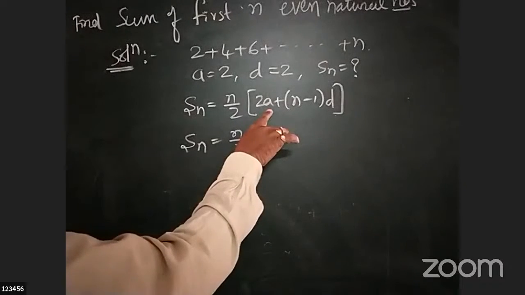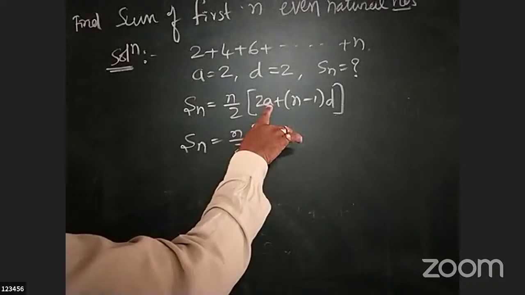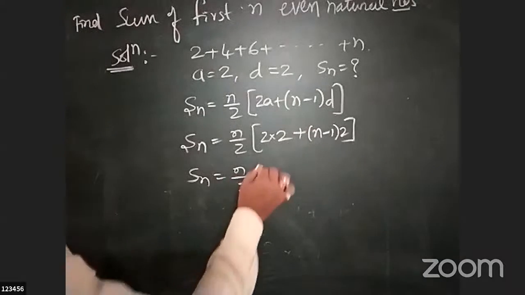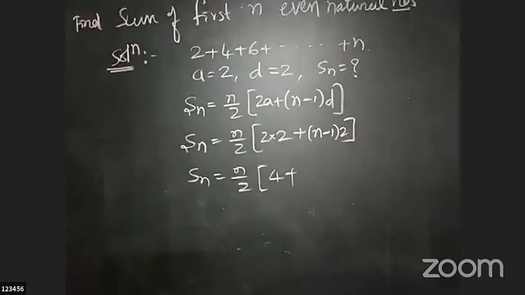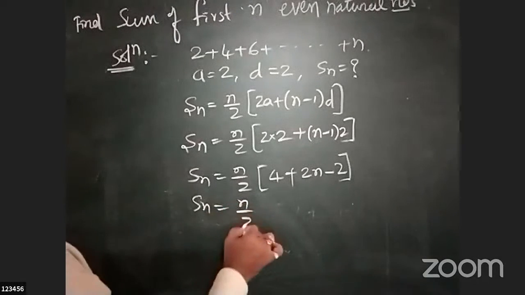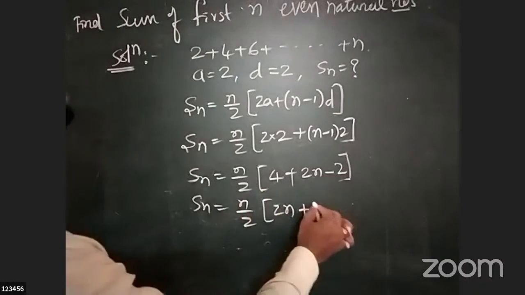When you are taking odd numbers, a is 1, but here we are considering even numbers, so a will become 2. Plus n minus 1 into 2. That is equal to n by 2 into bracket 4 plus 2n minus 2. Sn is equal to n by 2 into bracket 2n plus 2, since 4 minus 2 will become 2.